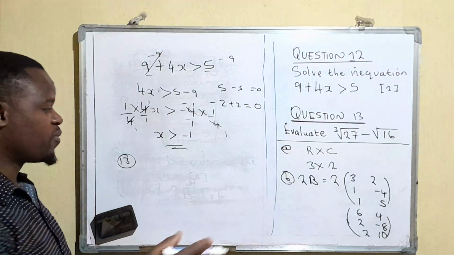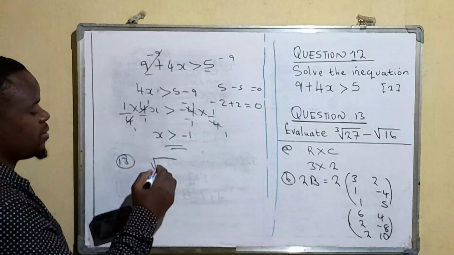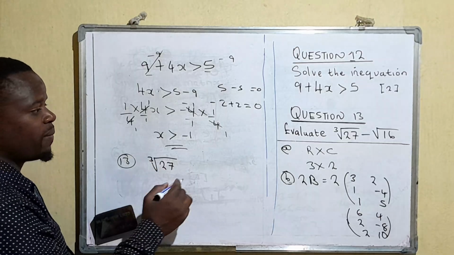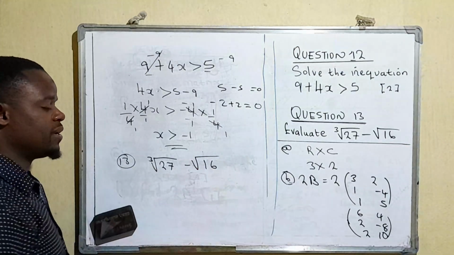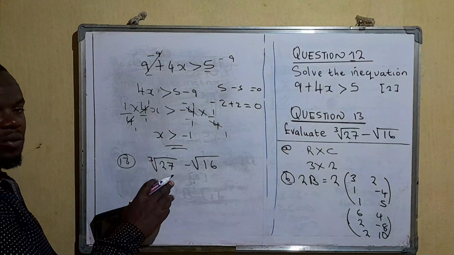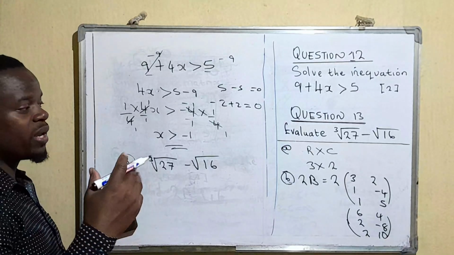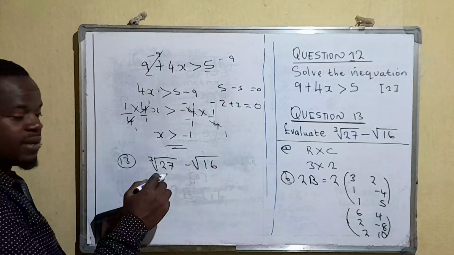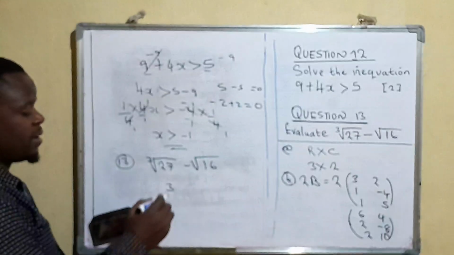Now, let's resolve question 13. We pull out what we've been given, that's the cube root of 27, minus the square root of 16. What they're saying is, what's the cube root of 27? The number which we can multiply by itself 3 times, and we have 27. That's 3, right? That's a 3.